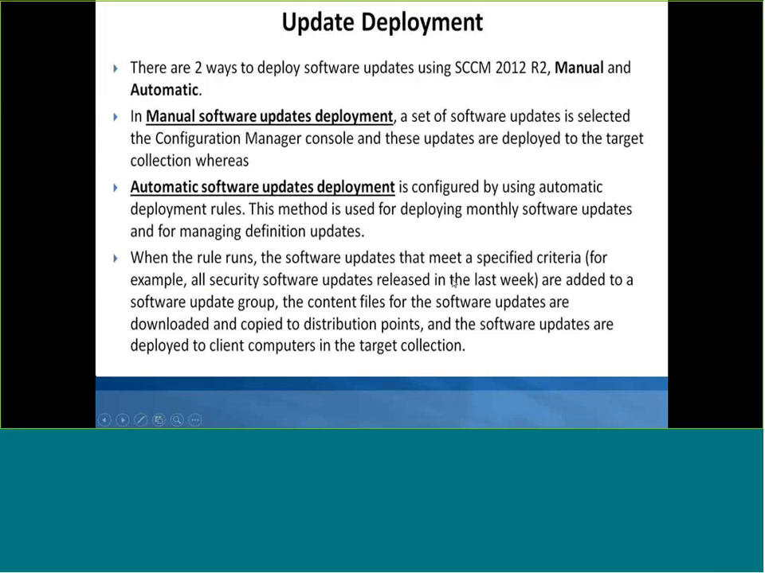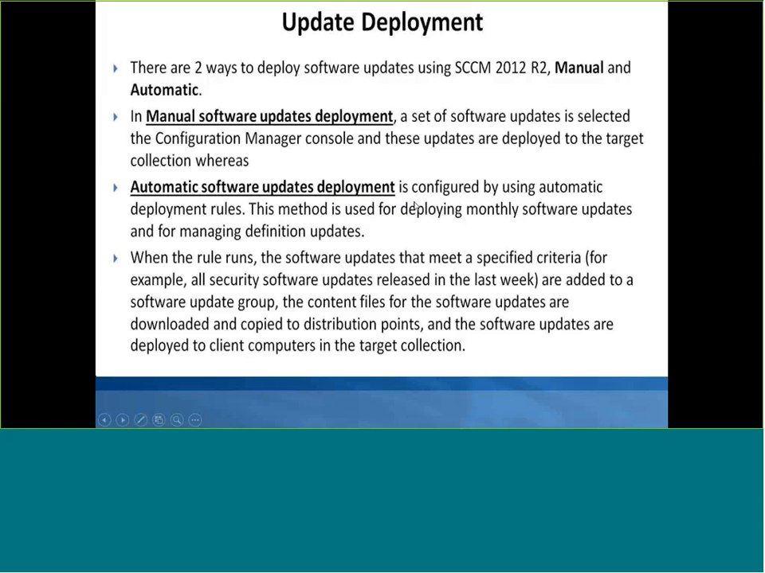When the rule runs, the software updates that meet specified criteria, for example, all security software updates released in the last week, are added to a software update group, the content file. So the main thing is when you create a software deployment rule, you select the latest updates and just give the time and give the collection, or the set of computers you want to deploy it on. That's it, and forget it. On Saturday night, whenever you put the time, they're supposed to be installed, and it works really well.